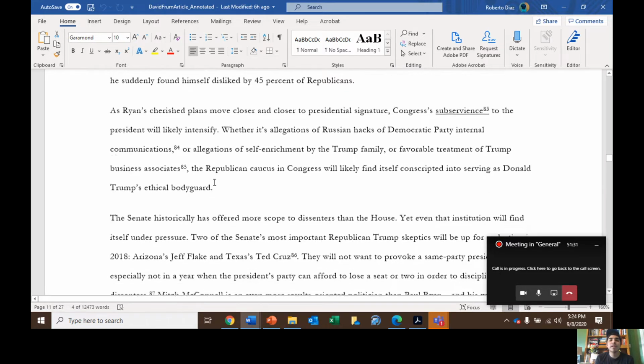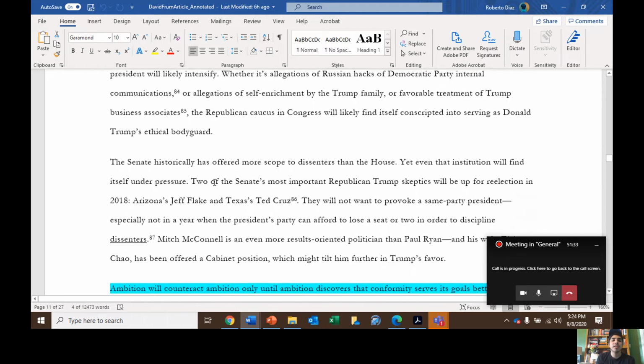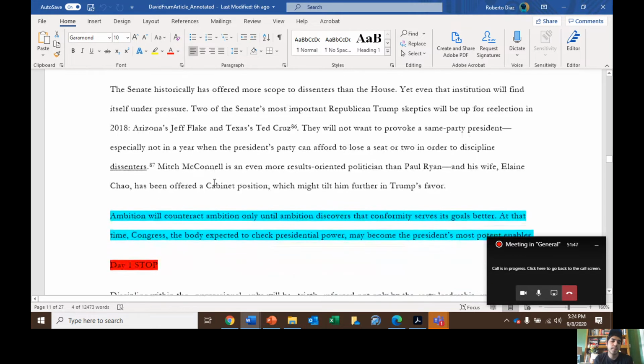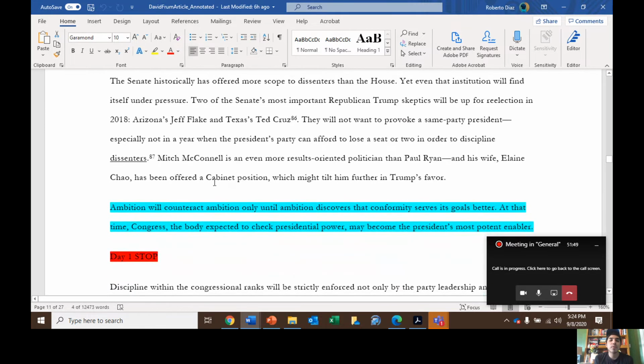Whether it's allegations of Russian hacks of Democratic Party internal communications, or allegations of self-enrichment by the Trump family, or favorable treatment of Trump business associates, the Republican Congress and caucus in Congress will likely find itself conscripted into serving as Donald Trump's ethical bodyguard. The Senate historically has offered more scope to dissenters than the House. We discussed that the Senate has different term limits. They have 6-year terms. Yet even the institution will find itself under pressure.